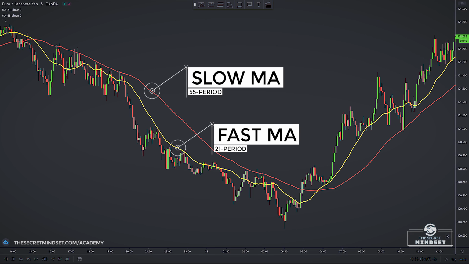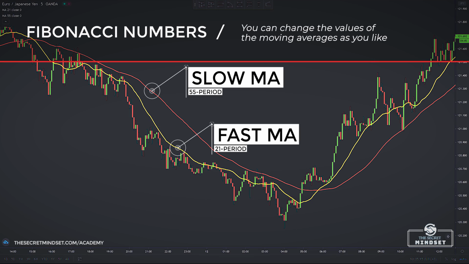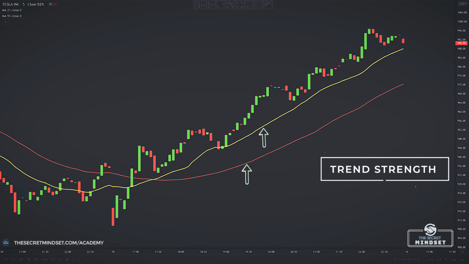Why these particular numbers? Because 21 and 55 are Fibonacci numbers, but you can backtest and change the values of the averages as you like. You just need to learn how to read price action using this approach. So, 21 and 55 moving averages. This setup will provide a clearer picture of the trend strength on a slower and faster time frame.